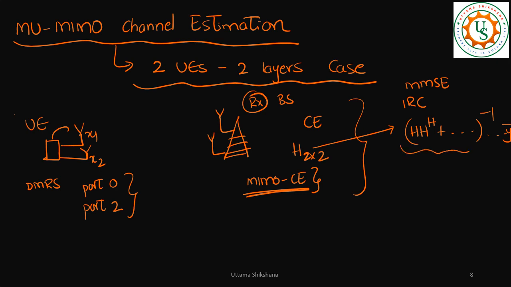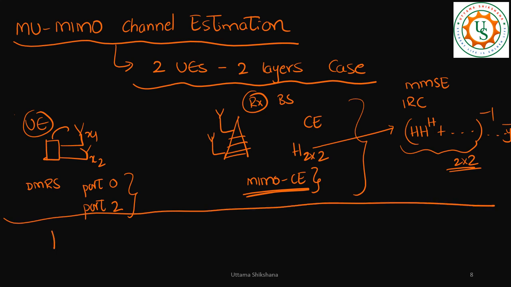So this is basically, if you see, a 2 cross 2 matrix inversion, and this is for a single UV case for now. So now what I will do is I will take two UV scenario. Okay, so both the UVs are going to have two layers. Okay, so in this case, how should be my DMRS allocations?